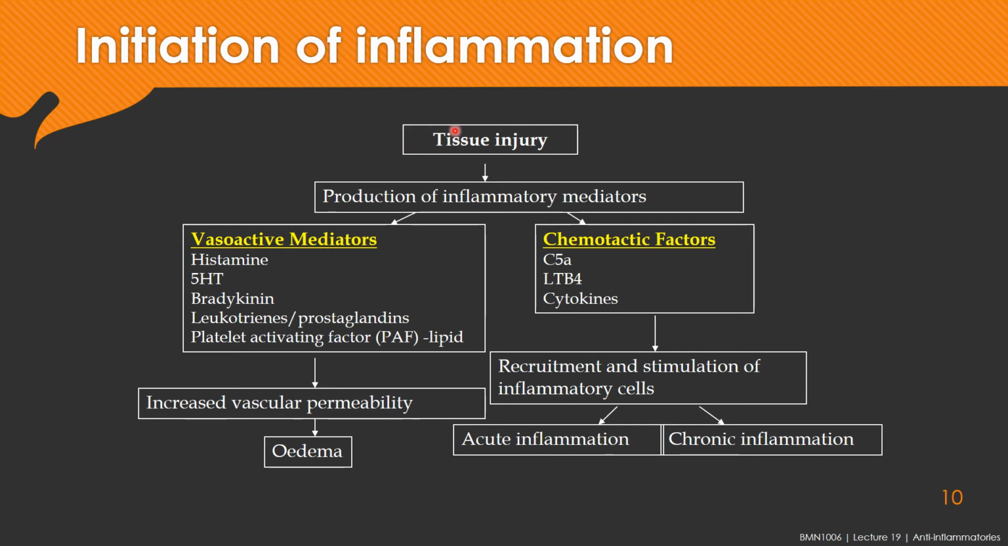Then it is followed by the production of inflammatory mediators, which are the chemicals released by your mast cells and the macrophages. And there are two types of inflammatory mediators, which are the vasoactive mediators that can cause increased permeability and edema, and the chemotactic factors that attract and stimulate inflammatory cells. So what do you get as a result? It is either a rapid onset of acute inflammation or a long-term inflammation. We call it chronic inflammation.